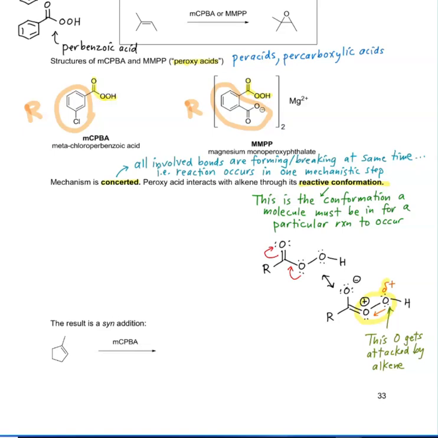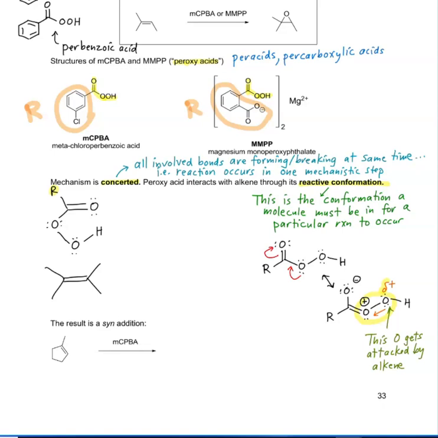Now we're going to draw the peracid in its reactive conformation. Like so. Remember, it doesn't matter which of those two peracids we use, so the R group is there just as a placeholder. So this is in the reactive conformation, and I'm going to draw an alkene right under it. Now the thing we want to notice about this conformation before we start drawing the mechanism is the following.